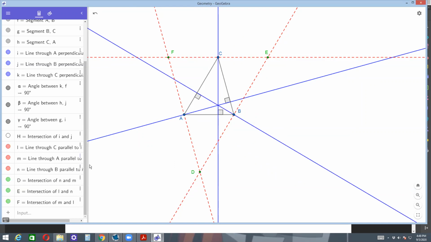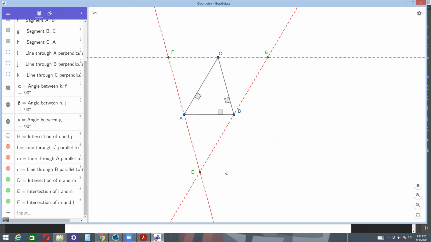Now, what I want to do is, there are a lot of lines in here, right? Let me remove the altitudes for now because they kind of complicated things. I know the altitudes are perpendicular to the sides. Consider A, B, C, E. What does that look like? Parallelogram. Correct.